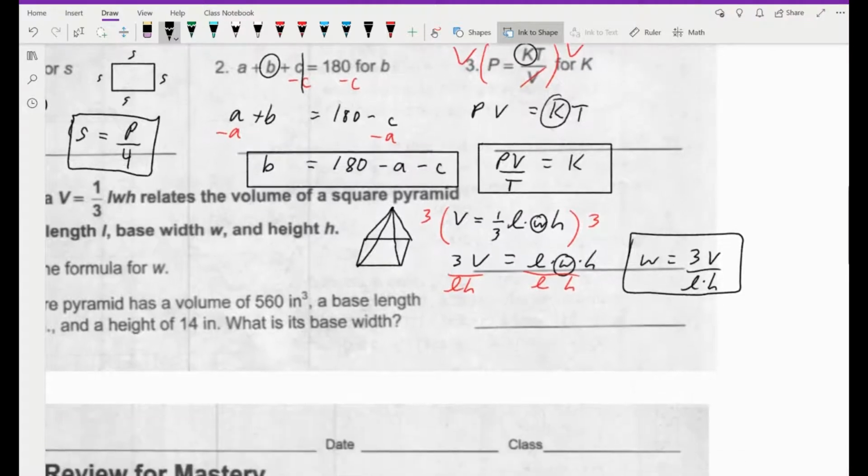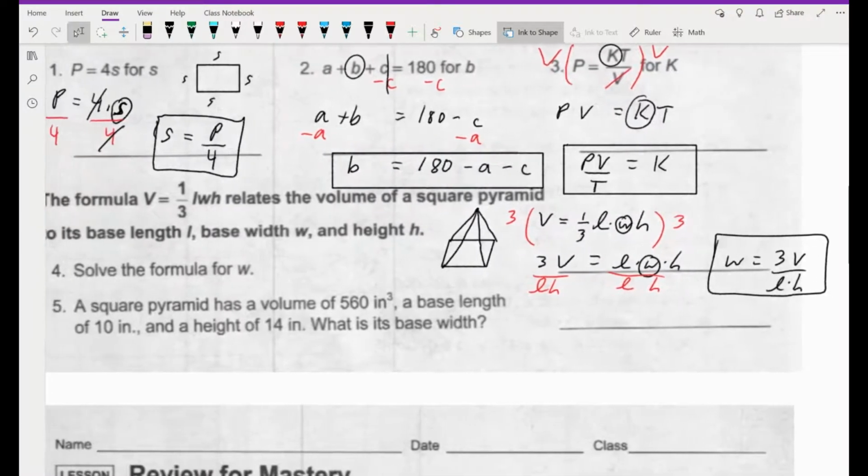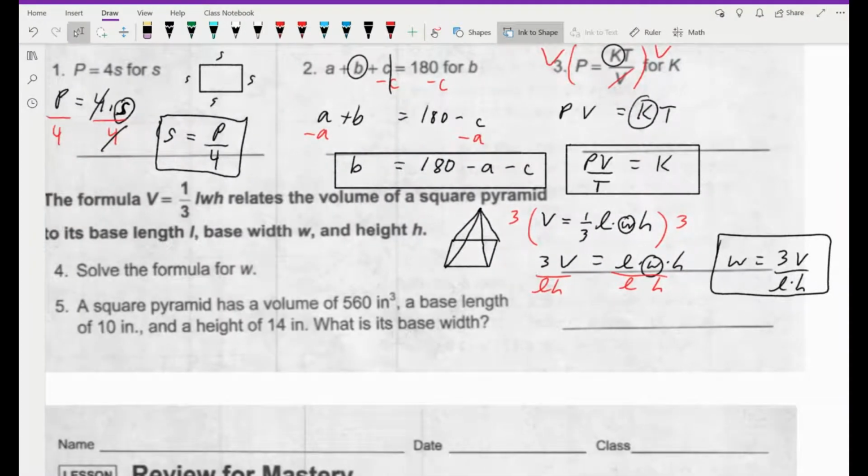And for number 5, we're asked now to go ahead and plug in these numbers and solve for the width. We know that the volume is going to be 560, so the width is equal to 3 times 560 divided by the length times the height, which is 10 times 14. I don't know if we can reduce this a little bit.